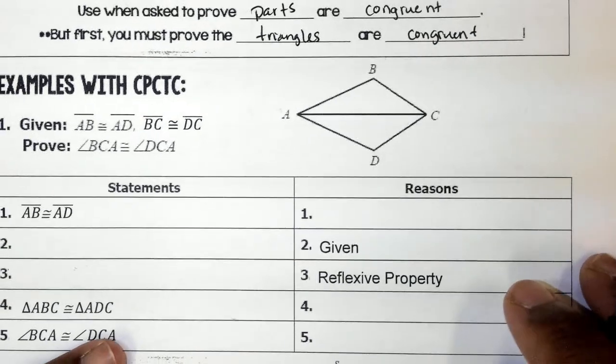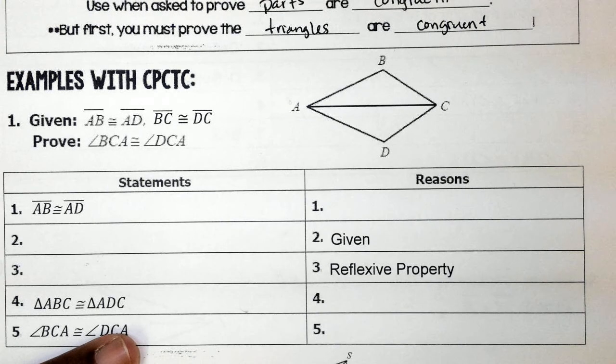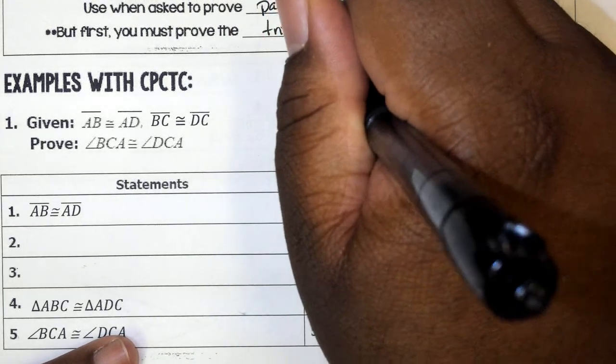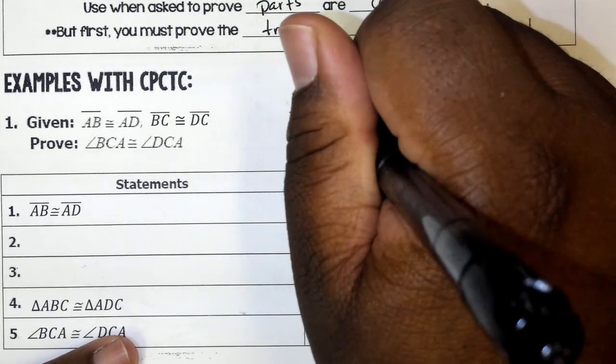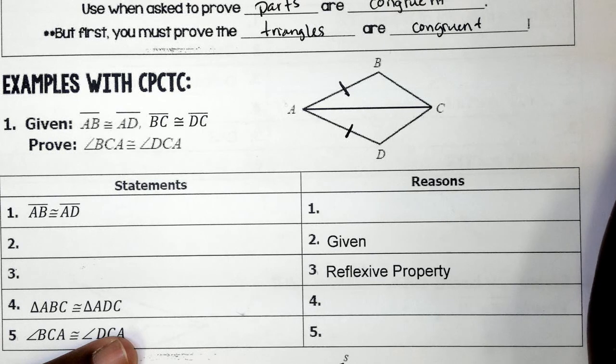Number one, given: AB is congruent to AD. I'm marking that. Side AB is congruent to side AD. Some of y'all still can't figure out the difference between a side and an angle. Y'all need to get that straight for yourself.